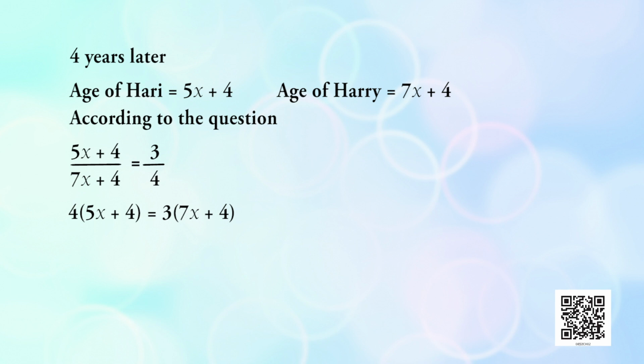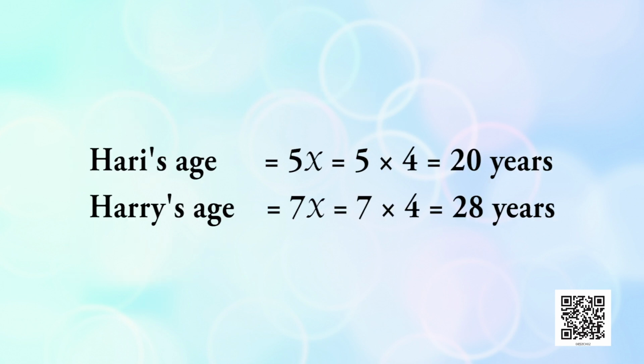By cross multiplying the terms, you know how to get that one. It becomes 4 times (5x + 4) = 3 times (7x + 4). That is 20x + 16 = 21x + 12. By taking the x terms to one side, it becomes 21x - 20x, and the constants to another side, it becomes -12 + 16. Therefore, x = 4. That is, Hari's age is 5x, that is 5 times 4, that is 20 years. Harry's age is 7x, that is 7 times 4, that is 28 years.